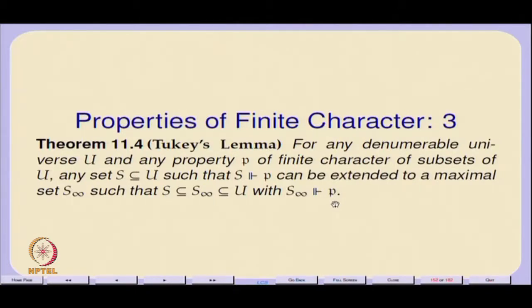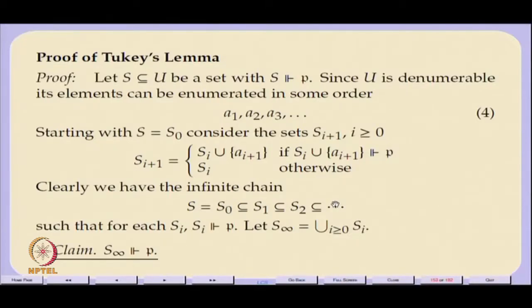And so, essentially, I had made some mistakes with indices, but now I hope I have corrected all the indices. Yeah. Okay. So, essentially what we are saying is, since our universe is a denumerable set, we can enumerate its elements in some order A1, A2, A3, etc.